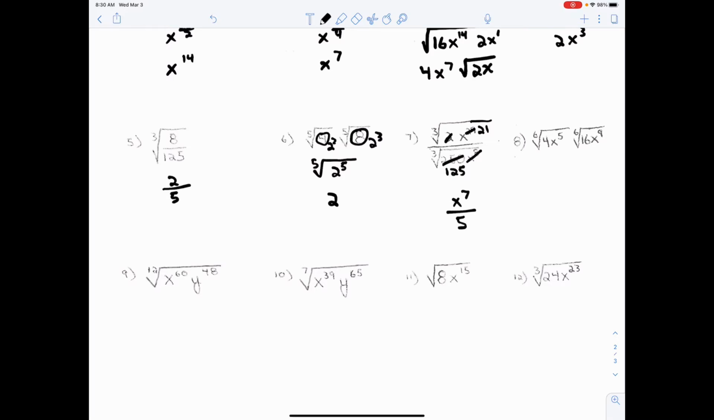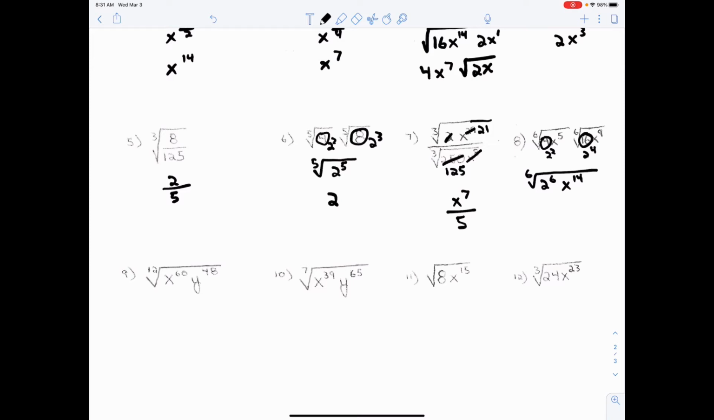Okay. How about here? The 6th root of what? Well, this is 2 squared. This is 2 to the 4th. So it's the 6th root of 2 to the 6th, or if you want to call it 64, that's fine. And then we're going to multiply x to the 5th and x to the 9th and get x to the 14th.